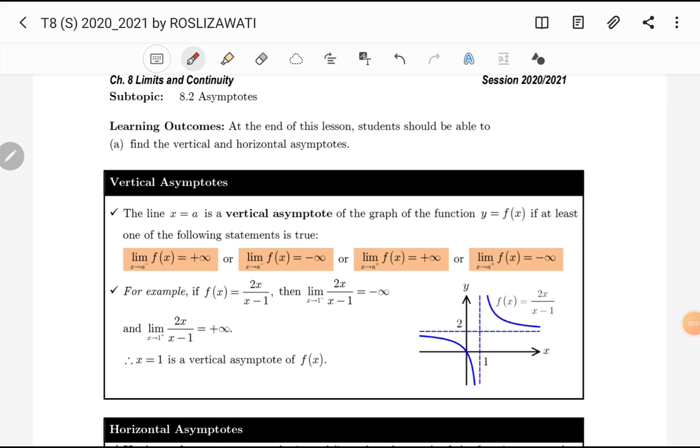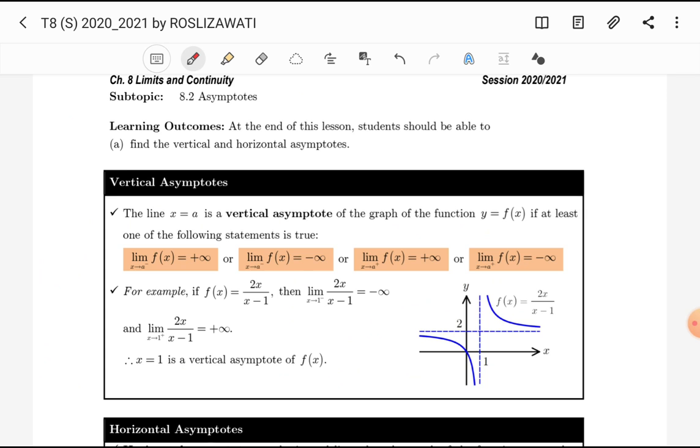Seterusnya, okay, kita akan sambung under asymptotes. And as we know, we have two types of asymptotes. Okay, first is vertical asymptote and second is horizontal asymptote. So, awak dah jumpa perkataan asymptote tu masa belajar graph. Okay, awak ada jumpa asymptote dekat reciprocal function, log function, and exponent function.